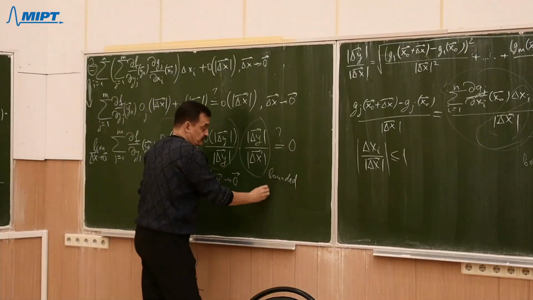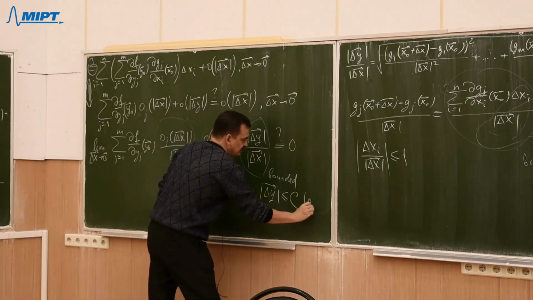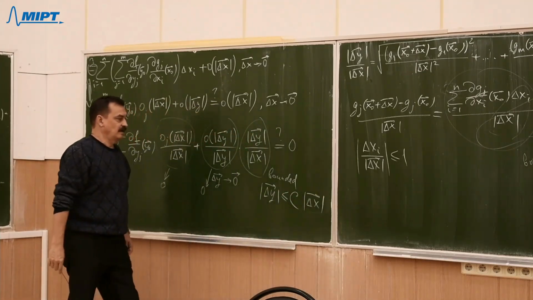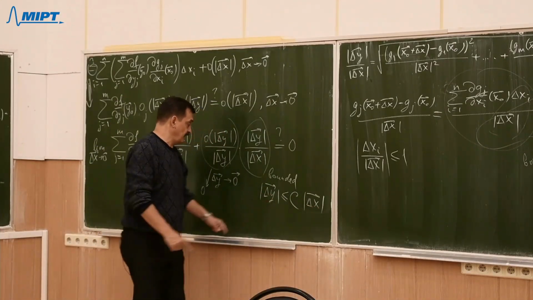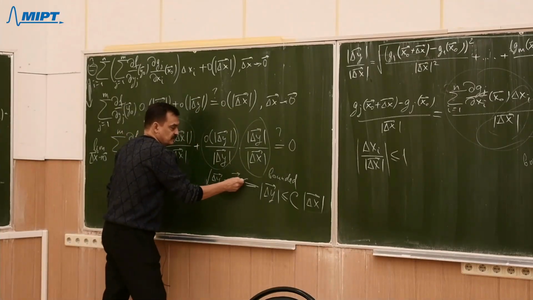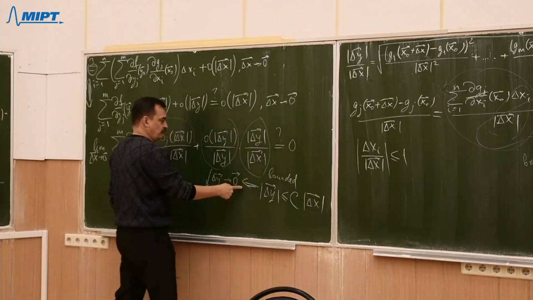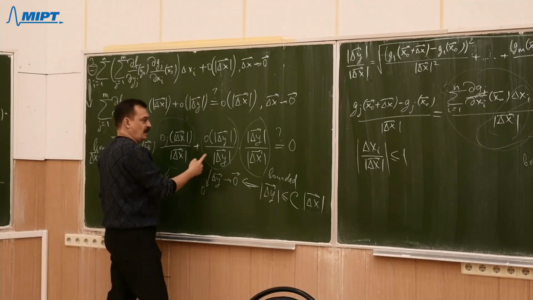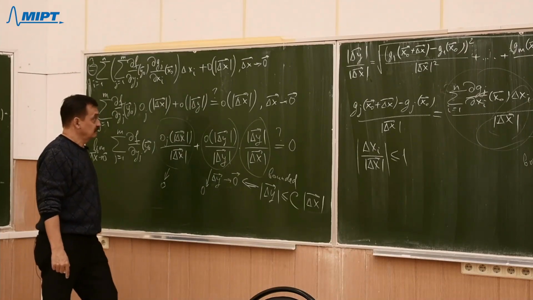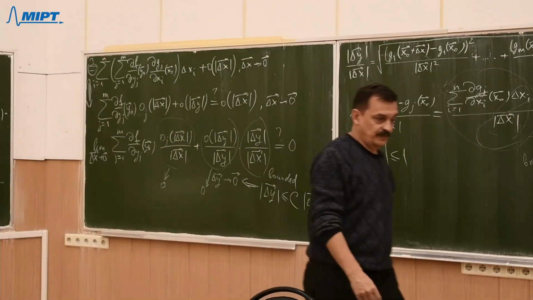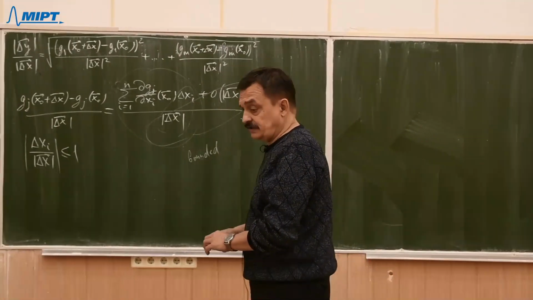And what does bounded mean? It means modulo Δy is less or equal than some constant times Δx. And if Δx tends to 0, then Δy also tends to 0. So from this inequality we obtain that once Δx tends to 0, Δy also tends to 0. Hence, indeed, the last term tends to 0 as well. And now the theorem is proved. Okay, that's it.